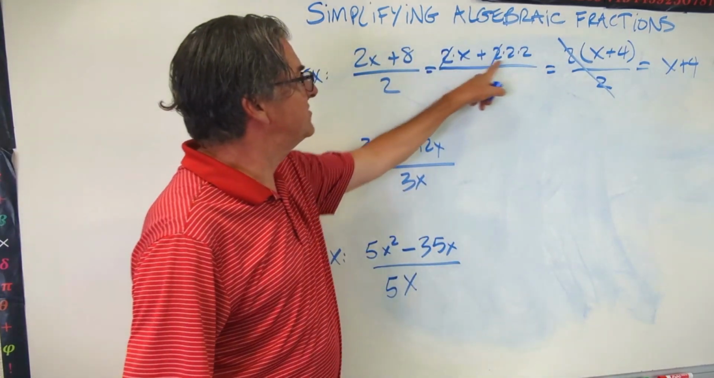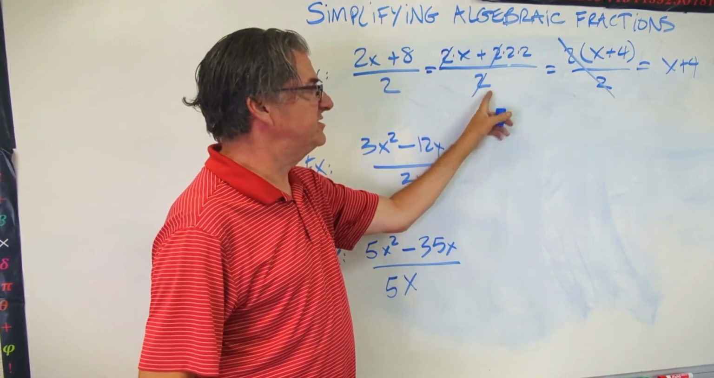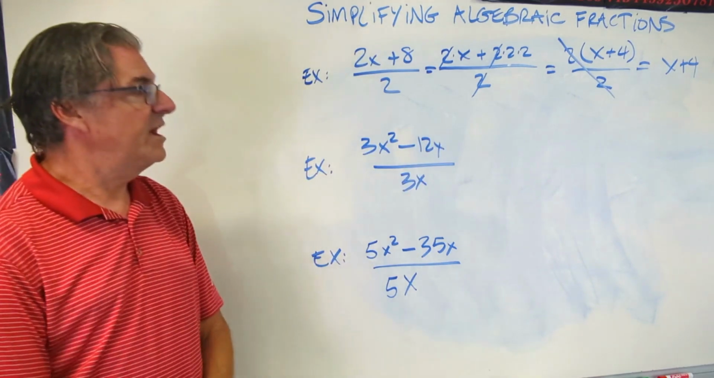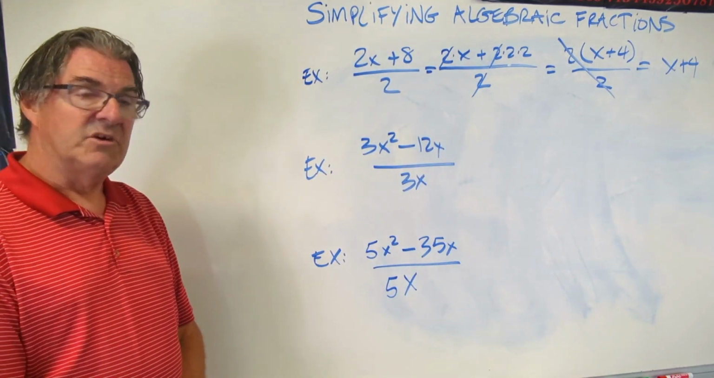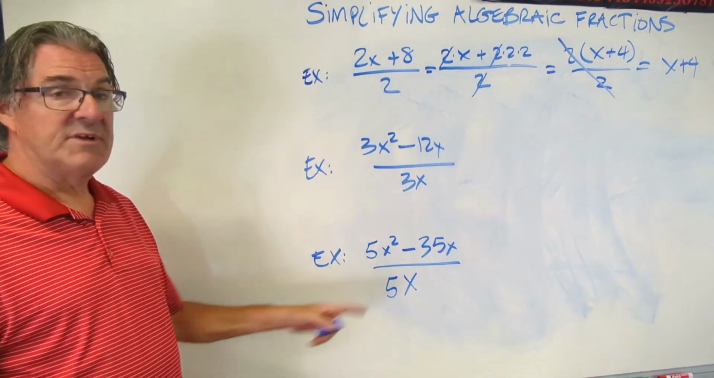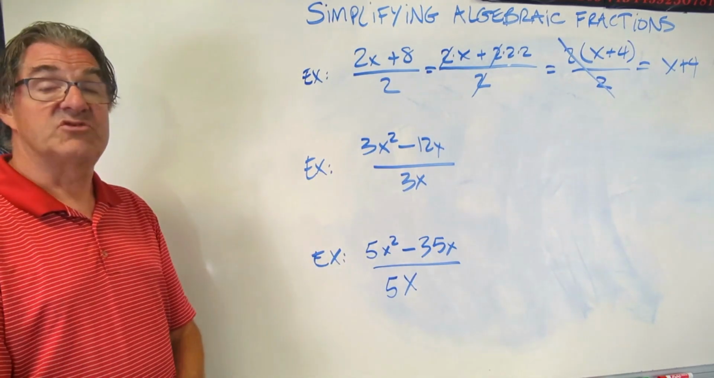This one would be x plus 2 times 2, which is 4. That goes away, it's a 1, so I have x plus 4. Okay, so a couple ways to think about that. What I'd like you to do is pause the video and try this one.